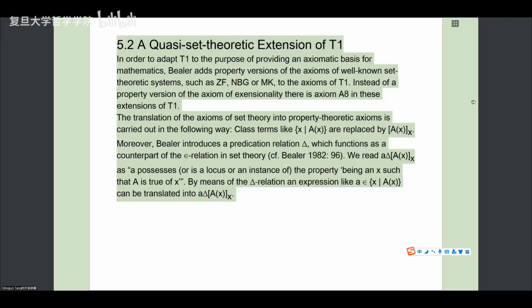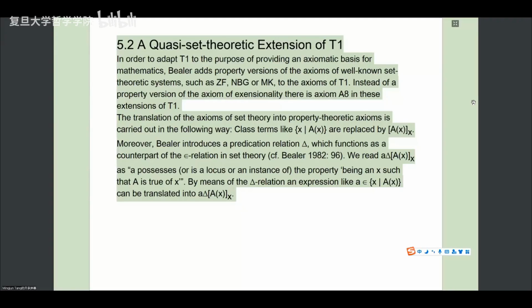And actually, Bieler also tries to extend his system a little bit, but he does it for the purpose of getting a system in which you can do mathematics. In order to adapt T1 to the purpose of providing an axiomatic basis for mathematics, Bieler adds property versions of the axioms of well-known set-theoretic systems, such as ZF, Zermelo-Fraenkel, NBG, von Neumann-Bernays-Gödel, or MK, and he adds them to the axioms of T1. Instead of a property version of the axiom of extensionality, there is A8 in these extensions of T1. Of course, we cannot add an axiom of extensionality to our system, because we have just seen properties are not classes. If we want to identify two properties, we need something stricter than extensionality. So we can forget about that here, but we need some kind of other set-theoretic axioms, or something which is at least an analog to such axioms.